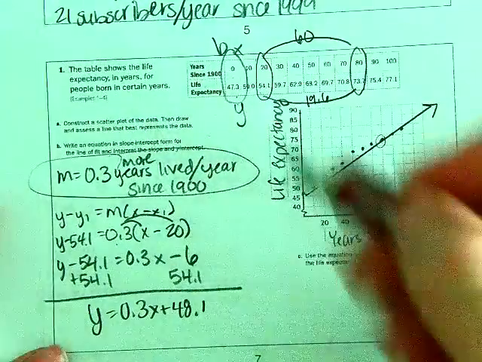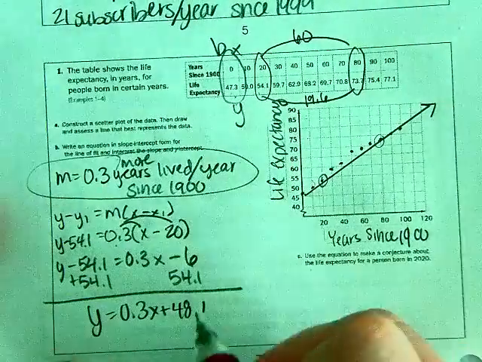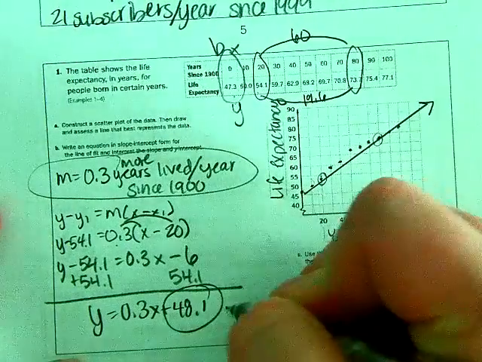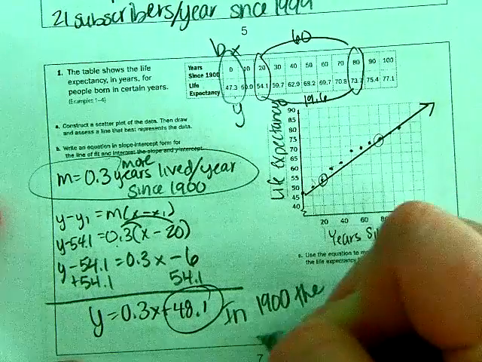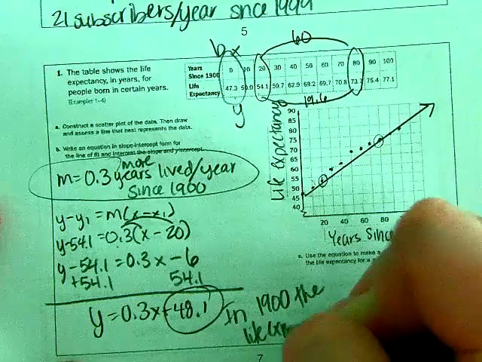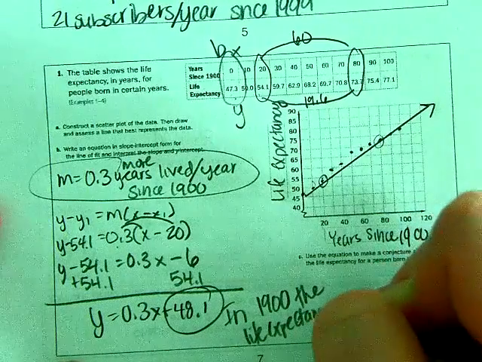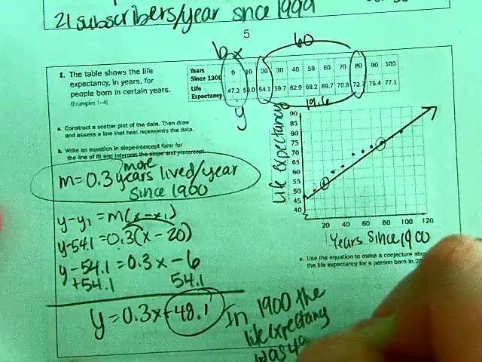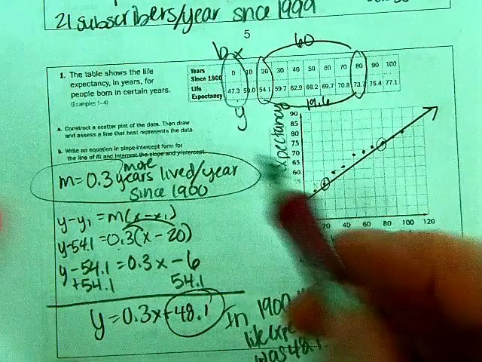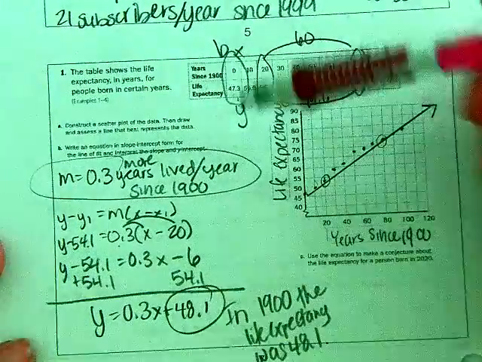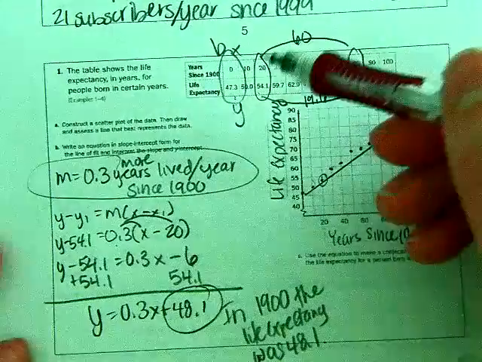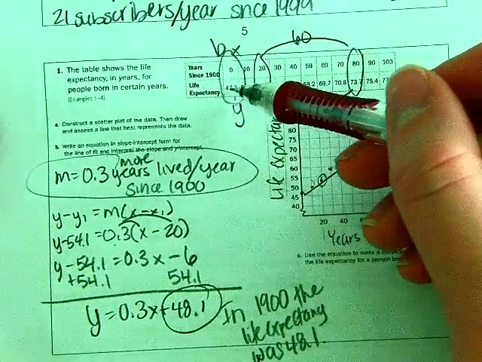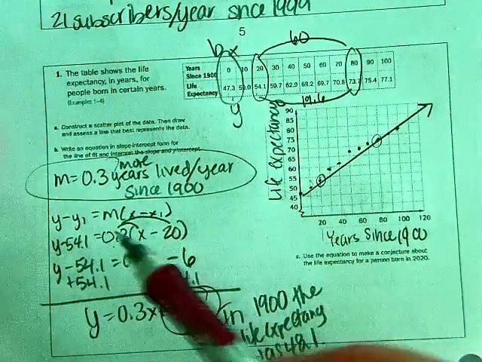But we already know what the y-intercept should be. Our y-intercept says that in 1900, the life expectancy was 48.1. But I would totally be okay with it if you recognized that this is going to be the y-intercept, that at ordered pair 0 something, you could have said 47.3 years in 1900 without going through this. I would have been okay with that.